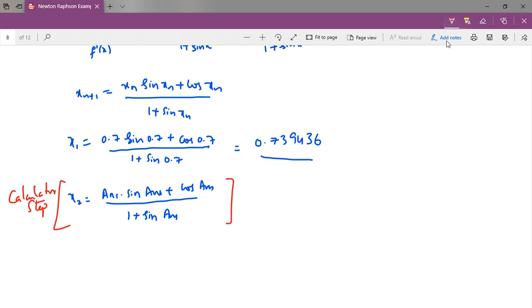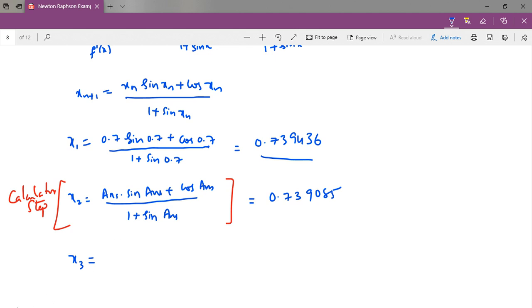Yeah, please note this. So that means I am helping you to use the calculator smartly. Now, immediately after pressing the answer key, this gives the second iteration value, that is 0.739085.